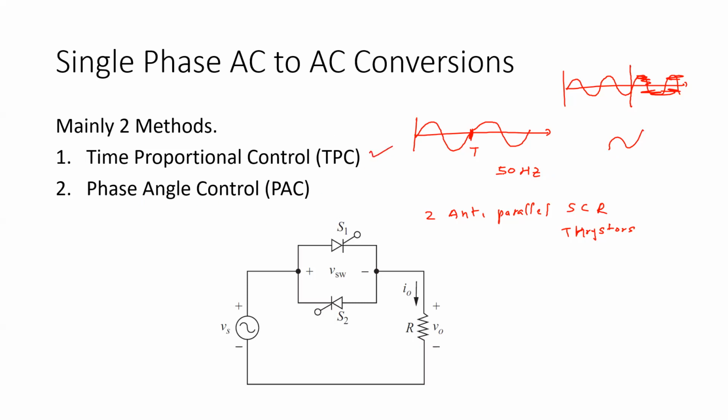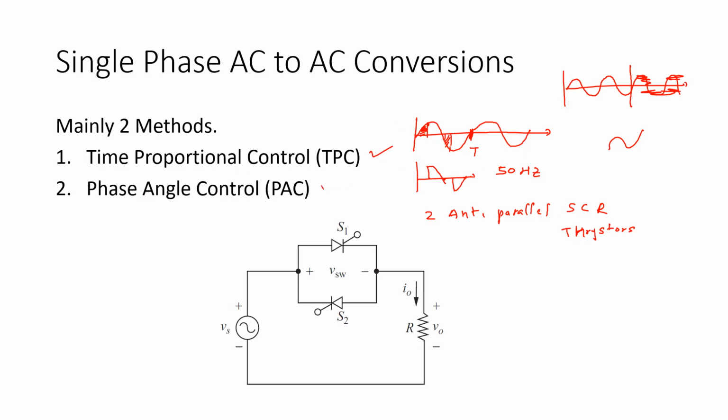Phase angle control means we are now not talking about cycles. What we do is change the phase of the cycle. We remove a portion of this first half cycle, let's say we remove this part. Then in the negative half cycle, we also remove a similar portion. So at the load, you will see a waveform like this. That's what phase angle control means, because we are cutting the phase.